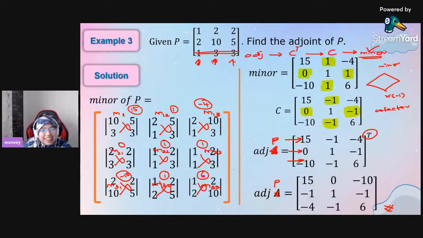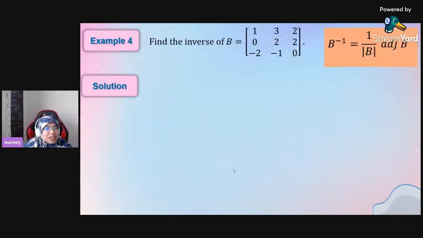Okay, done. Right, so let us proceed with example 4 now. Find the inverse of B. So B is 1, 3, 2, 0, 2, 2, -1, -2, -1 and 0. Okay, so the formula, how to calculate the inverse. So B inverse is 1 over determinant of B times adjoint of B. Okay, so now I have to find B inverse.